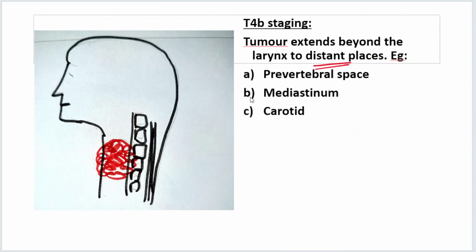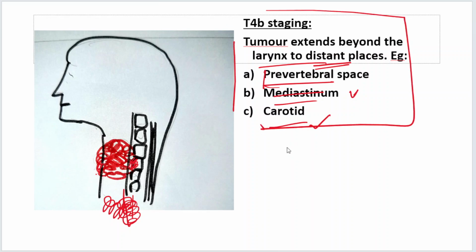Tumor is extending beyond the larynx to distant places, like it is going into the prevertebral space. Okay, prevertebral space, mediastinum, it goes into the mediastinum, and there is encasing of the carotid sheath. So it is going into the mediastinum, and it is going into the important and deep structures of the neck. At this stage, you cannot operate on such cases. Once it is going beyond into these distant spaces, it comes under stage T4B.